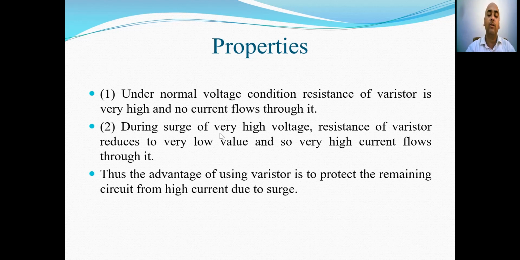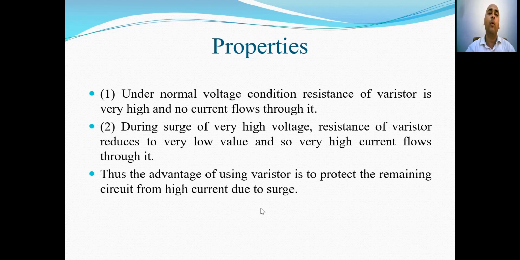So during a surge of very high voltage, that is, it might be possible that there comes a very high voltage signal, that is called a surge. During a surge of very high voltage, the resistance of the varistor reduces to a very low value, and so very high current flows through it. Thus, the advantage of using a varistor is to protect the remaining circuit from high current due to a surge.